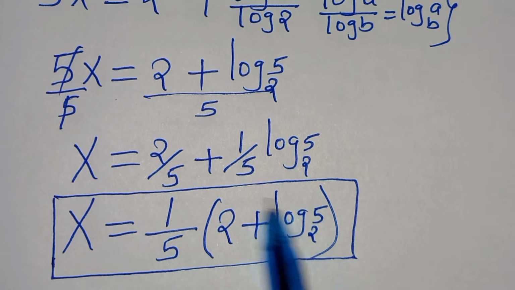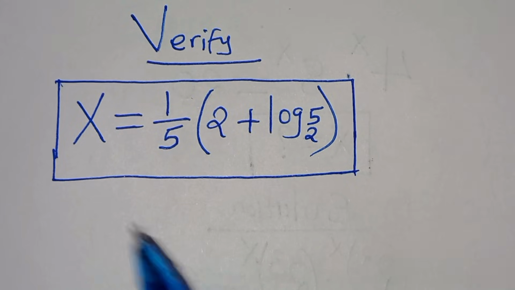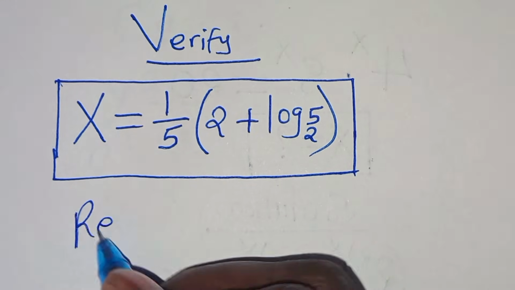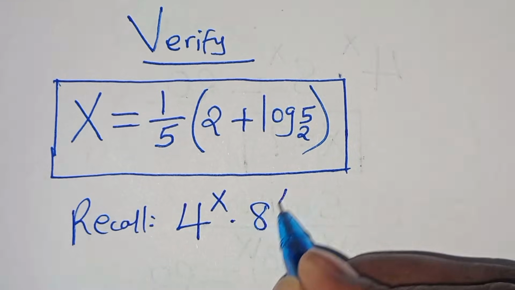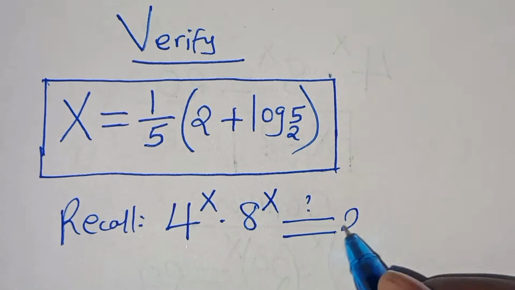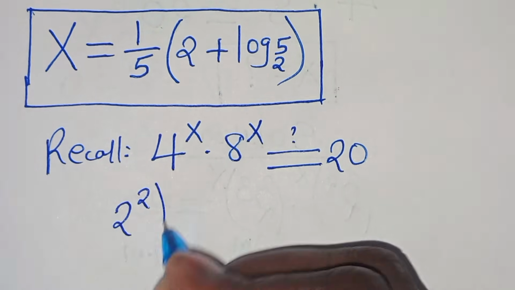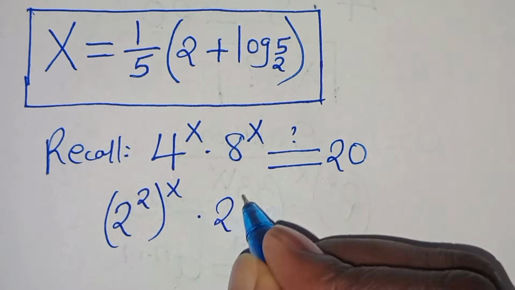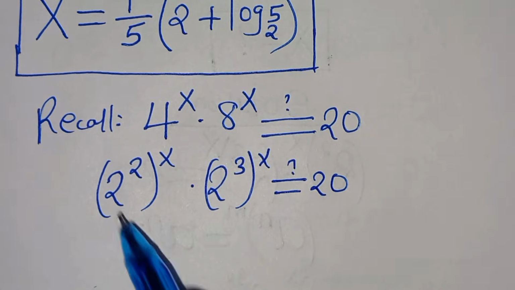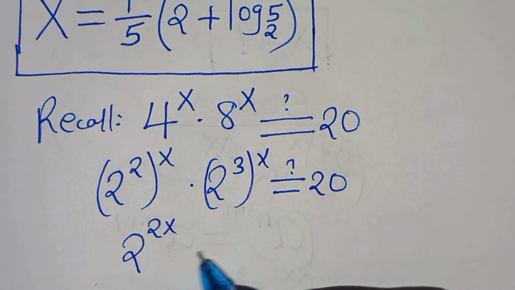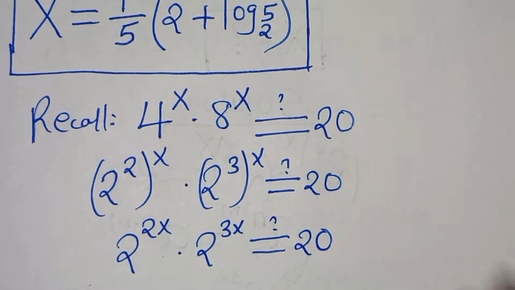The next step is to verify that this value of x satisfies the equation. Now if you recall, we have that 4 to the power of x times 8 to the power of x is supposed to give us a value of 20. So we have 4 to the power of x, which is 2 to the power of 2 raised to the power of x, times 2 to the power of 3 raised to the power of x. This is 2 to the power of 2x times 2 to the power of 3x, supposed to give us a value of 20.